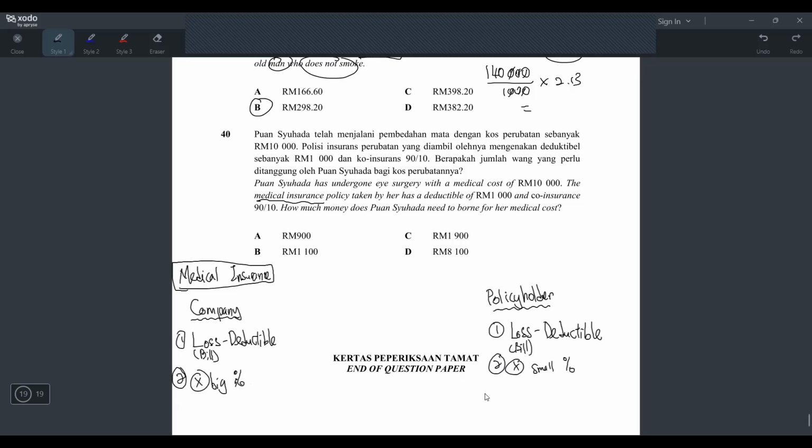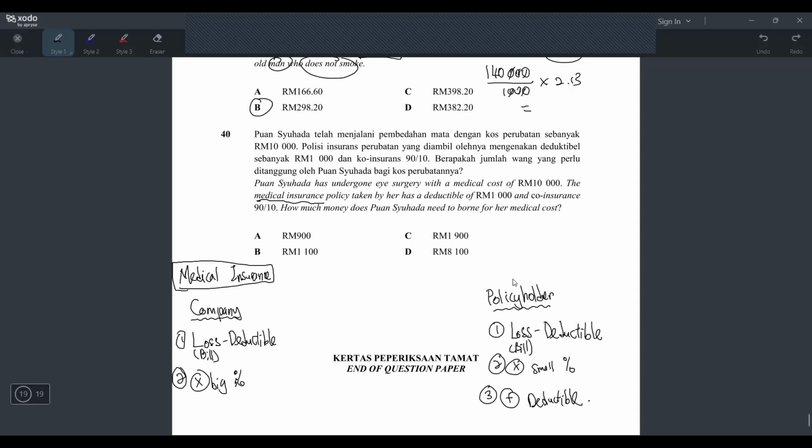For the company, it's done. But for the policyholder, there is one more step. After you multiply by the small percent, you still have to add the deductible. So these are all the formulas you need to memorise. It's easier to memorise the steps, because once you memorise, you just follow the steps. Let's go through one more time. For medical insurance, if you want to calculate the cost the company has to bear, what do you do? First step, loss minus deductible. Then take that answer, multiply by the big percentage, and it's done.